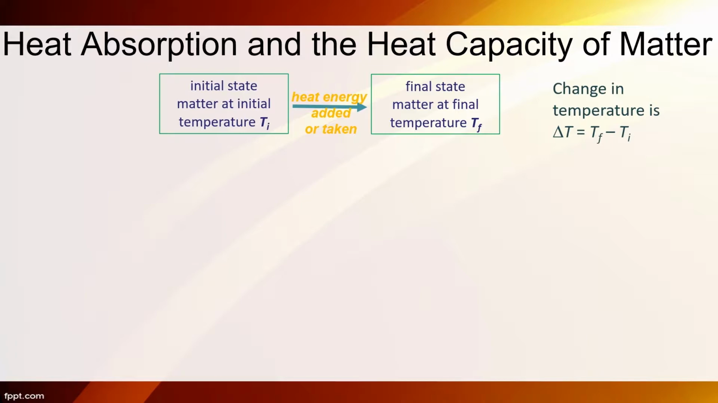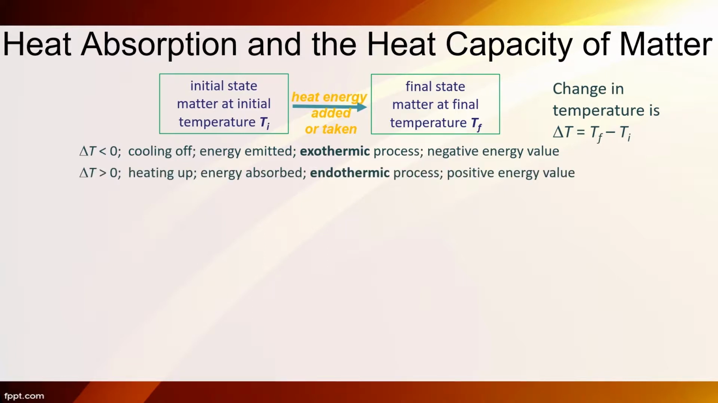Typically, if the delta T is negative, the substance is cooling. The temperature is decreasing. We have a loss in our energy, something akin to an exothermic process, and a net decrease in energy content in the matter. Typically, if the delta T is positive, the substance sees a rise in temperature. We have gained energy, akin to an endothermic process, and we see a positive net energy gain by the matter.